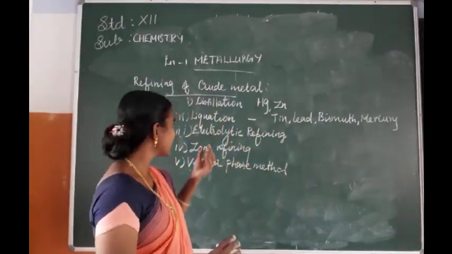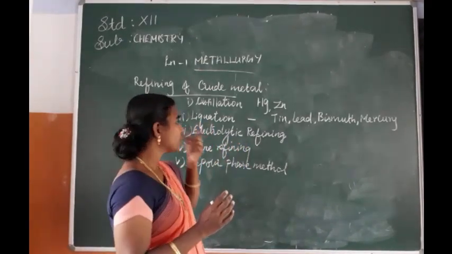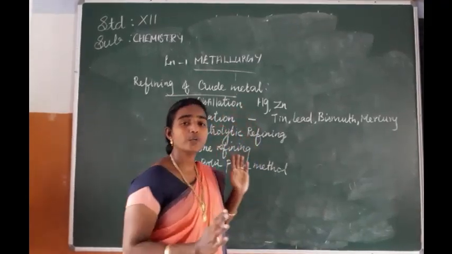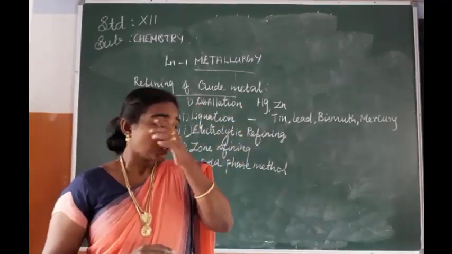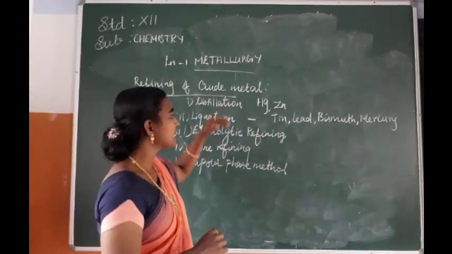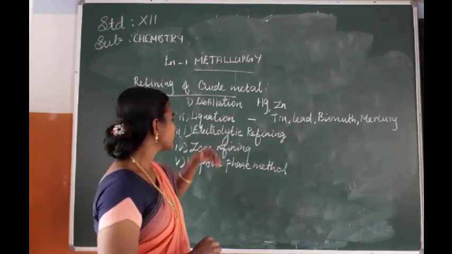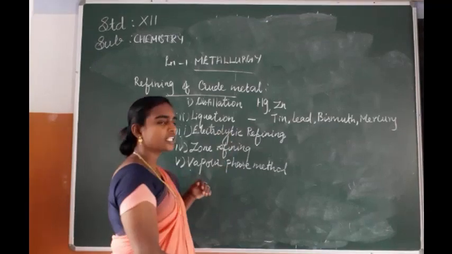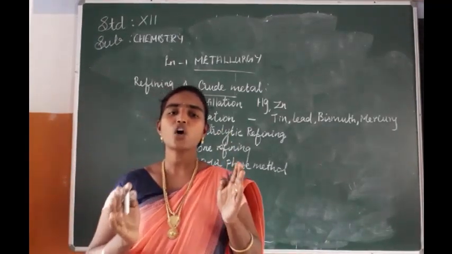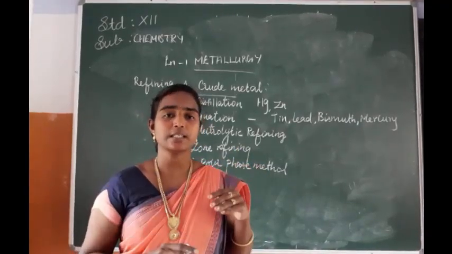So distillation and liquefaction are almost equal, isn't it? Here in liquefaction method we are doing a melting process, whereas in distillation it is boiling. Liquefaction is suitable for tin, lead, bismuth, mercury. This distillation method is suitable for mercury and zinc. Is it clear? So next, electrolytic refining, isn't it? From the word itself you can understand. It's a refining or purification of a crude metal using electricity. Okay.